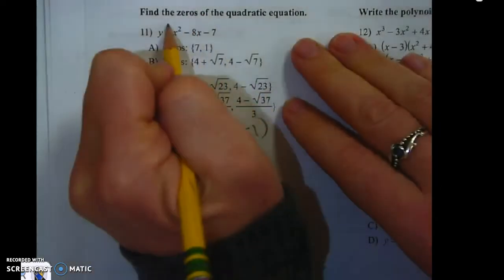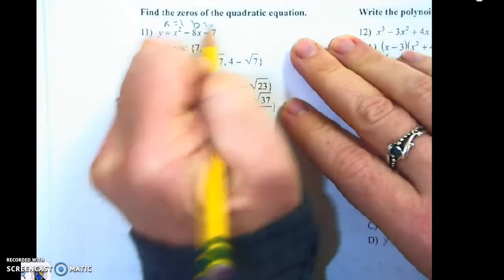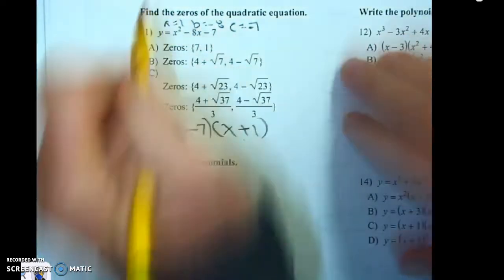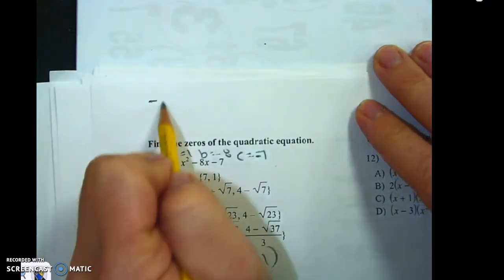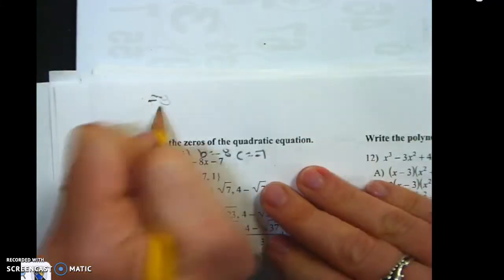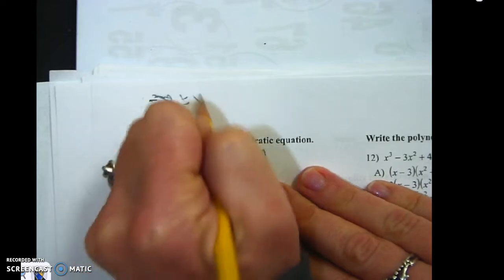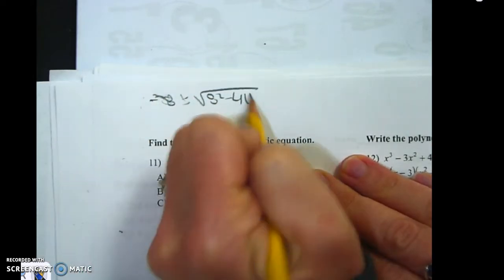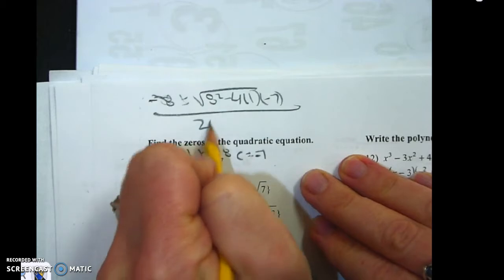They mess with me a little bit. My A is 1, my B is -8, and my C is -7. So I'll do it up here. Negative B, sorry, there's 2 negatives. Whatever. Plus or minus the square root of B squared minus 4 times A times C all over 2 times A.